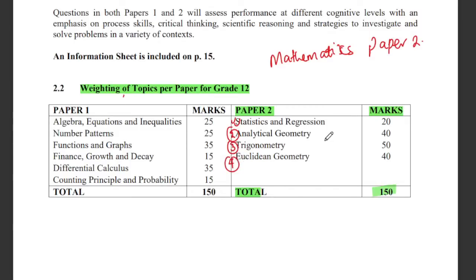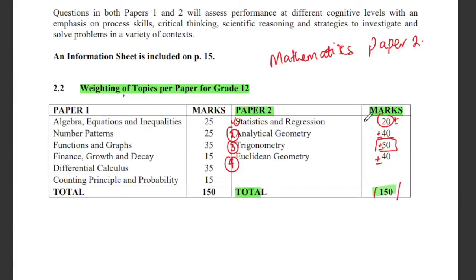So looking at the mark allocation of each of the topics, statistics and regression will go for plus minus 20 marks. Then analytical geometry, quite a lot of marks, plus minus 40. Then trigonometry will carry the most, which is a plus minus 50. And then lastly, the Euclidean will take on the 40 marks that will be remaining. So the total will be 115.